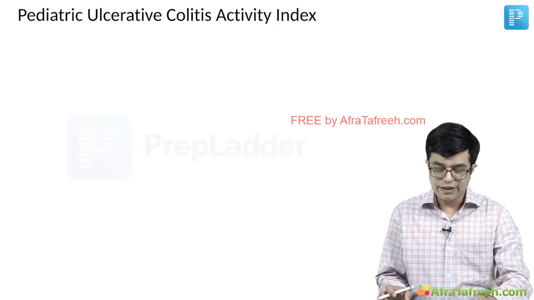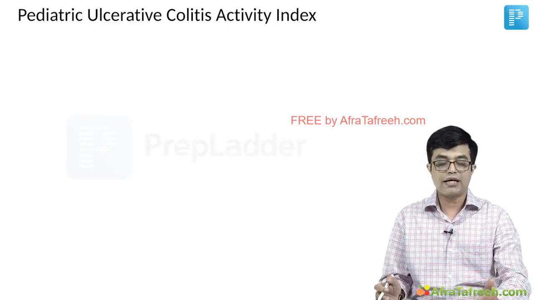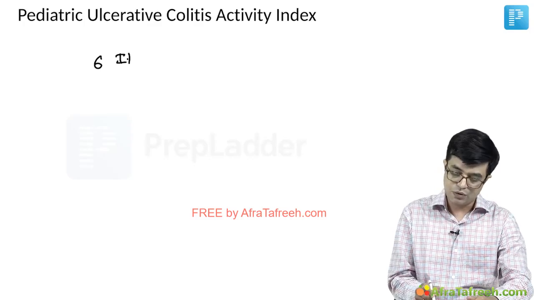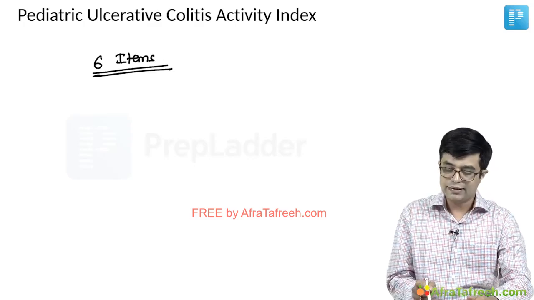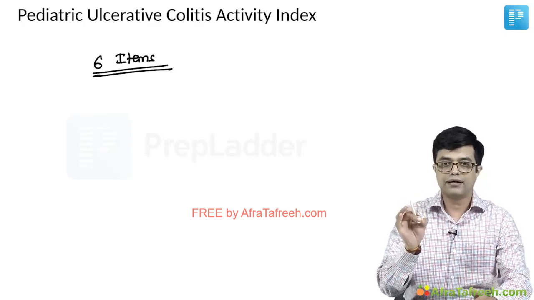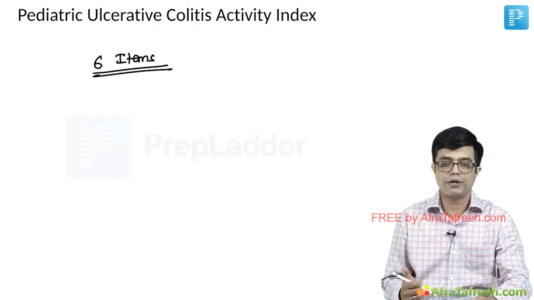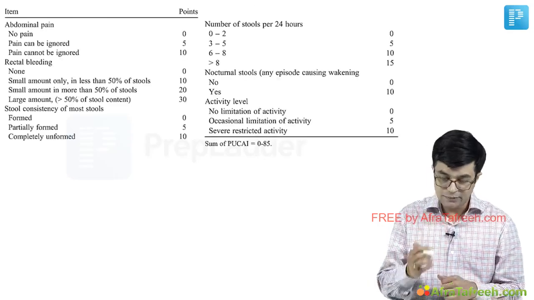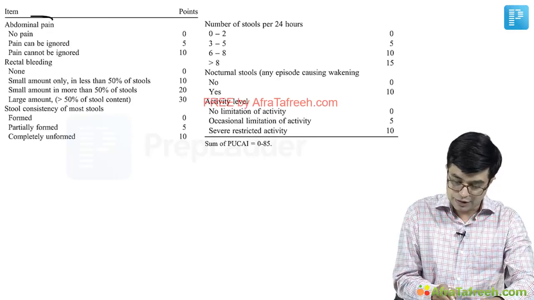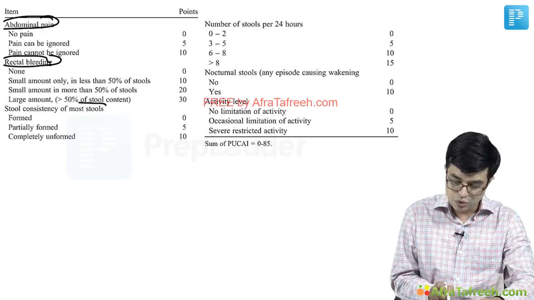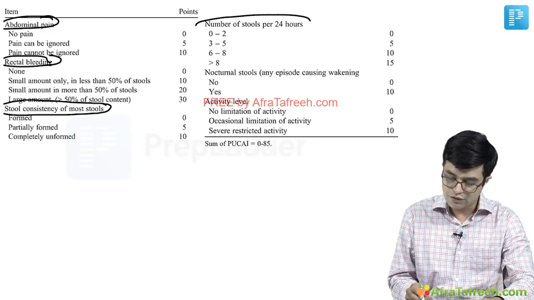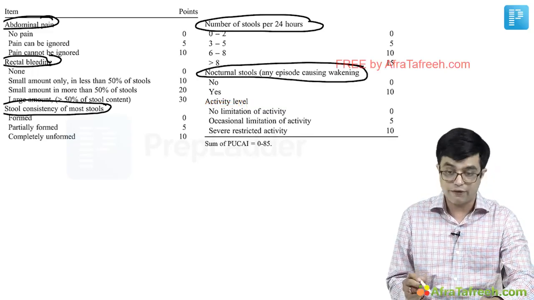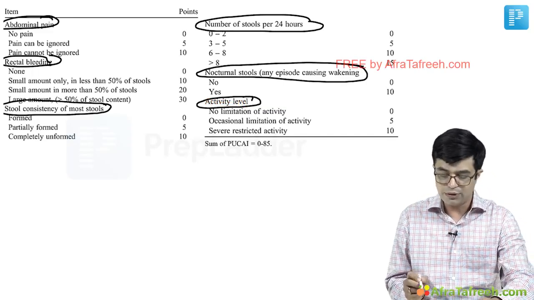Now there is an activity index which is given. We call it the pediatric ulcerative colitis activity index. There are 6 items included in this ulcerative colitis index. These items are marked, they are graded, and various types of scores are obtained which tell you how severe the ulcerative colitis is. So this is the table. The 6 markers include abdominal pain, rectal bleeding, stool consistency of most stools, number of stools passed per 24 hours, whether there are any nocturnal stools causing awakening, and activity level of the patient.